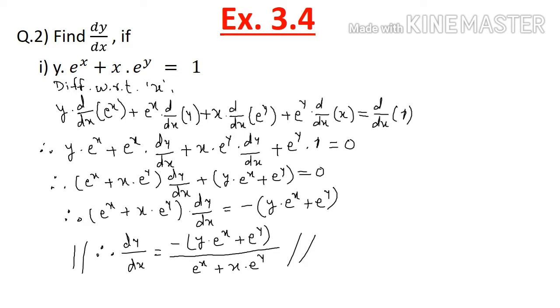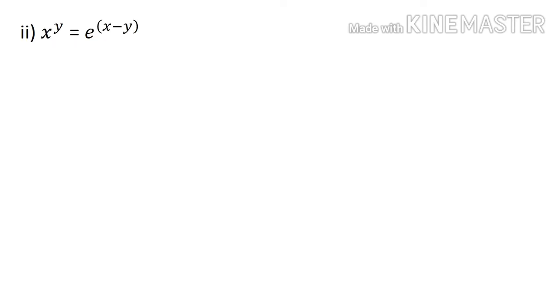Fine. Let's move to the next one. Second sum, x raised to y is equal to e raised to x minus y. Correct? Now we have seen when the function is of the form f of x raised to g of x, we have to make use of logarithm. So first let us take log on both sides.